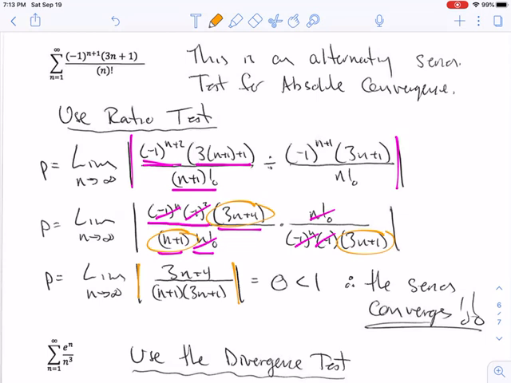Taking the limit of that, the leading term of the denominator is 3n squared. If you do this intuitively, or use L'Hopital's rule, or divide everything through by the highest powered term, you're going to see that the limit is 0. And 0 is less than 1. So the series converges by the ratio test.